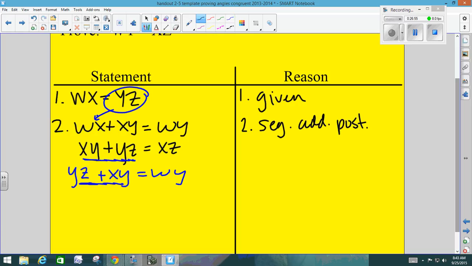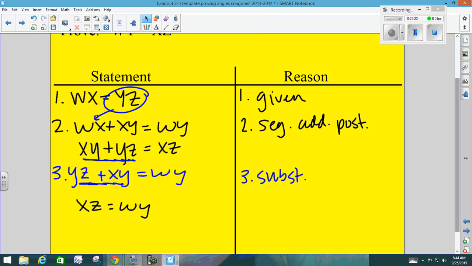Do you guys agree with us? We've got to come up with reasons. Jonas? Substitution for 3. Yeah, that blue one that I have up here, we took YZ and substituted it in for WX. How about 4? Yeah, you could do substitution, or we could also do what? Transitive.